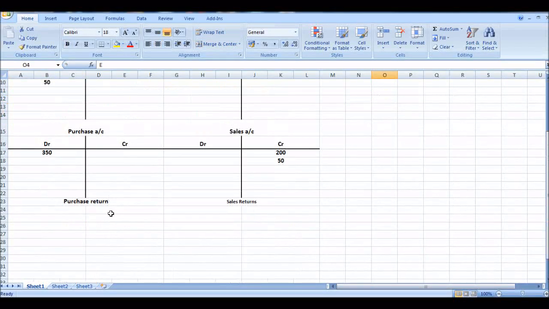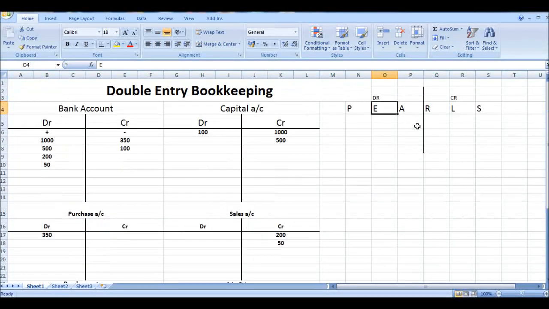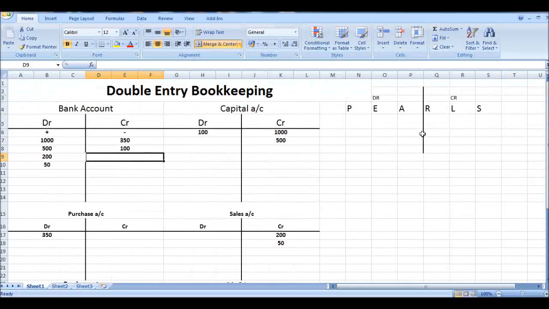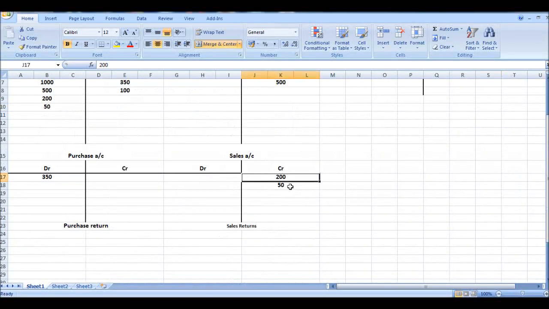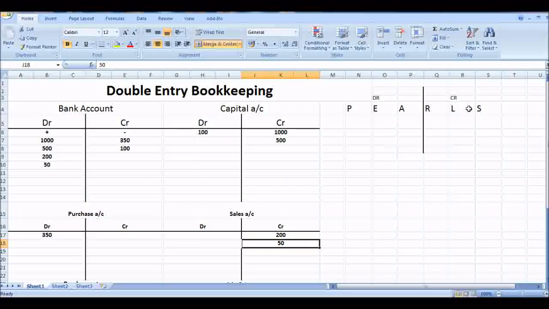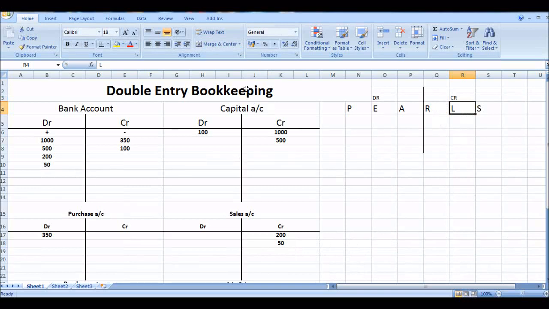Okay, so if we look at this, purchases, debit. Expense, if we were to have an expense account, it would be the same on the debit side. Assets, if we were to purchase an asset, the money would come out of the bank and there would be a debit entry for our asset. Revenue and sales, we have our sales account here. Credits, just as stated in PEARLS. And then L for liability, so our capital account is a liability. And we post on the credit side of capital.